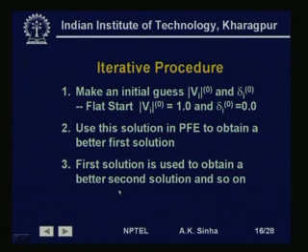So, what is the iterative procedure for solving this? First, we will make an initial guess V i 0 and delta i 0. Normally, what we do is we use a flat start, that is V i 0 is equal to 1 per unit and delta i 0 is equal to 0 degrees. This is an initial guess that we make, because we know that the voltage magnitudes at all the buses under normal operating conditions are going to be very near to 1 per unit. So, an initial guess of 1 per unit is good enough.